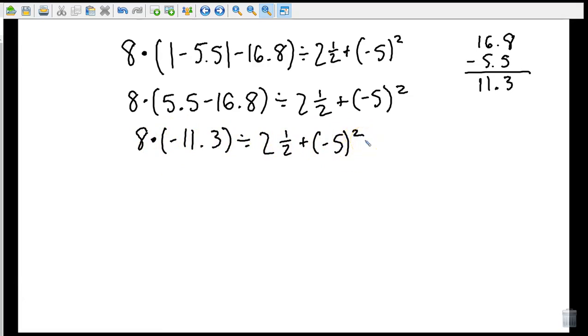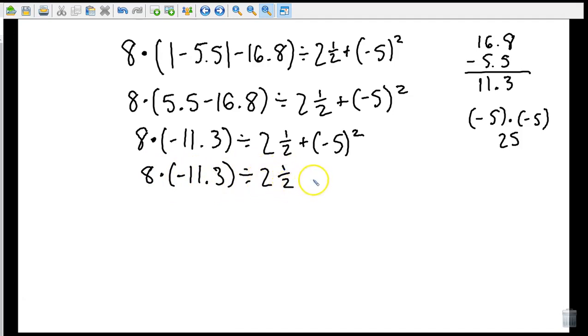So we did parentheses. Now it comes to E for exponents. We have to solve this. And in the last lesson, it explains that whenever we have a negative base, if we have an even exponent, my answer will be positive. Okay? So this is basically just negative 5 times negative 5. And two negatives equals positive. So that will be positive 25. So let's rewrite the whole thing. 8 times, in parentheses, negative 11.3 divided by 2 1/2 plus 25.